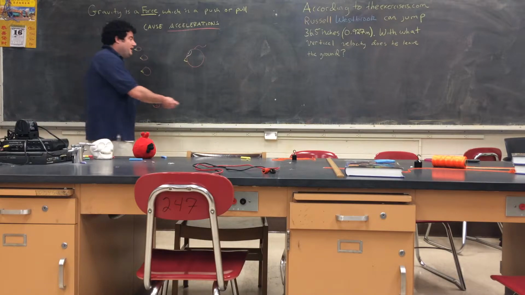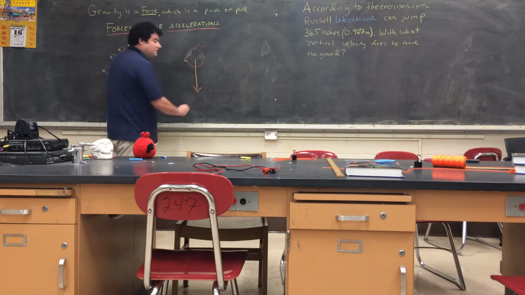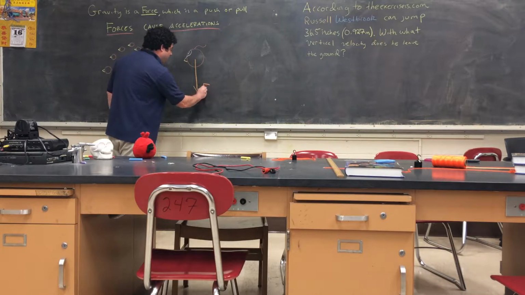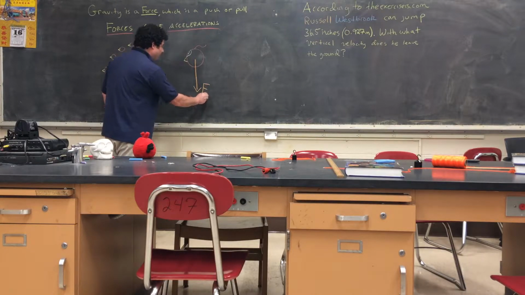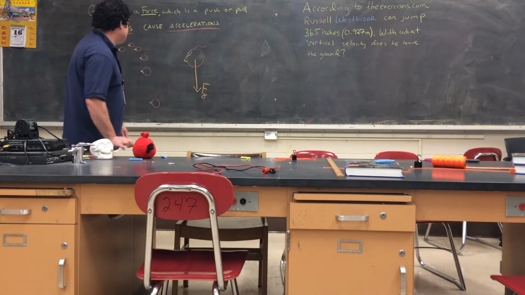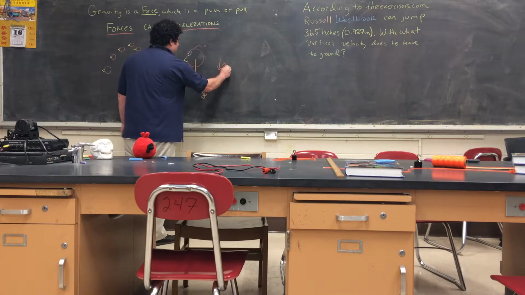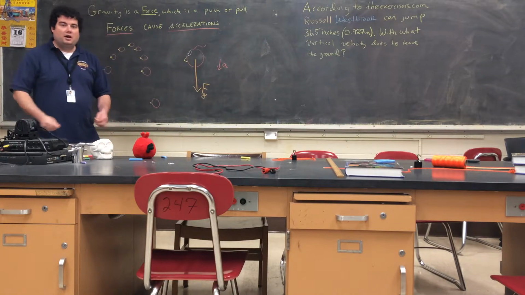So if we had our stuffed animal, gravity, which I'm going to label as Fg for force of gravity, is pulling it down. And that force is going to cause a downward acceleration on our stuffed animal.